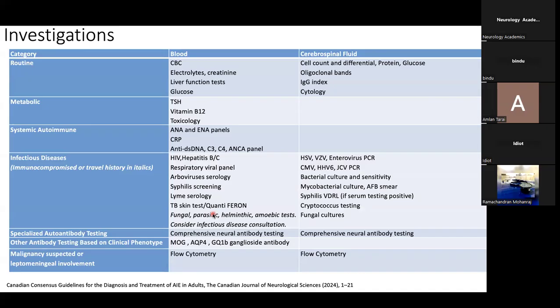So how do you proceed for investigation? Investigation in the first step is blood and CSF. Both blood and CSF we routinely do. Routine blood tests include CBC, electrolytes, creatinine, liver function, and glucose. For CSF, that is cell count, cell type, protein, sugar, oligoclonal band, IgG index, and cytology to rule out malignancy, and oligoclonal band and IgG index to see whether inflammatory change is present or not.